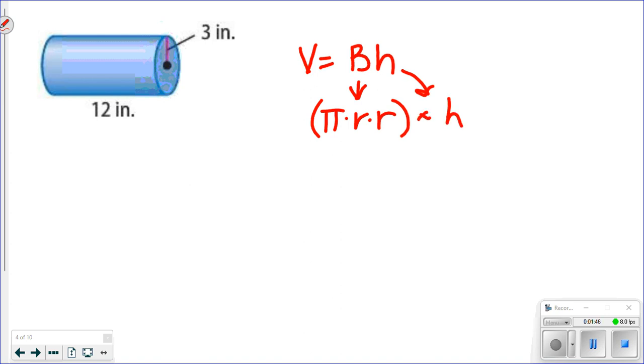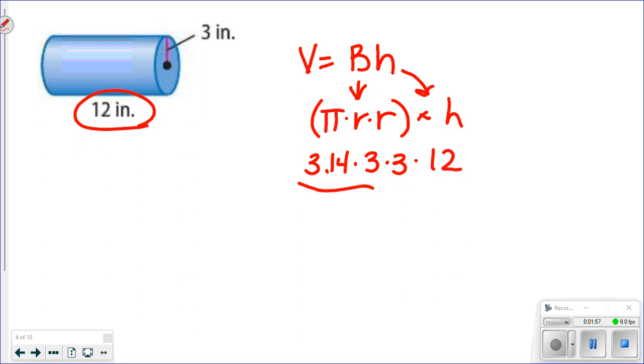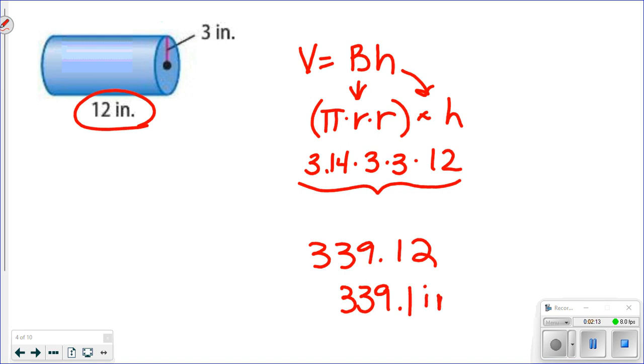So let's start looking. We know here the radius is 3. This would be 3.14 times 3 times 3 times the height, which is the height of the whole thing if I stand it on the bases. So it would be 3.14 times 3 times 3 times 12. And this would be 339.12, but if it rounds to the nearest tenth, it'd be 339.1 inches cubed. So that is how you find the volume of a cylinder.